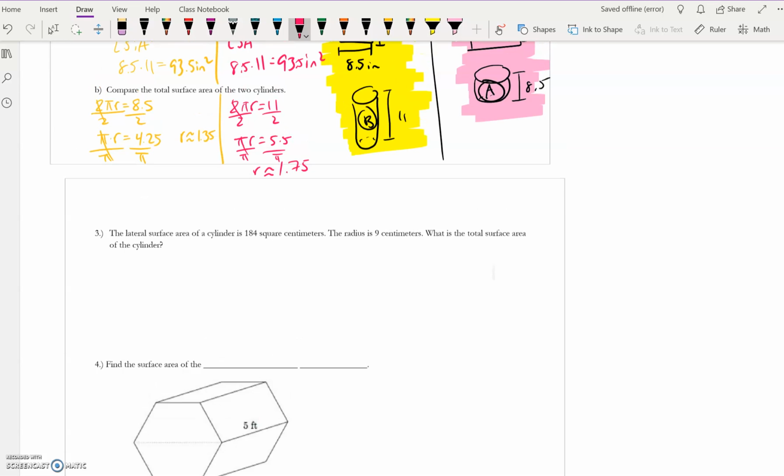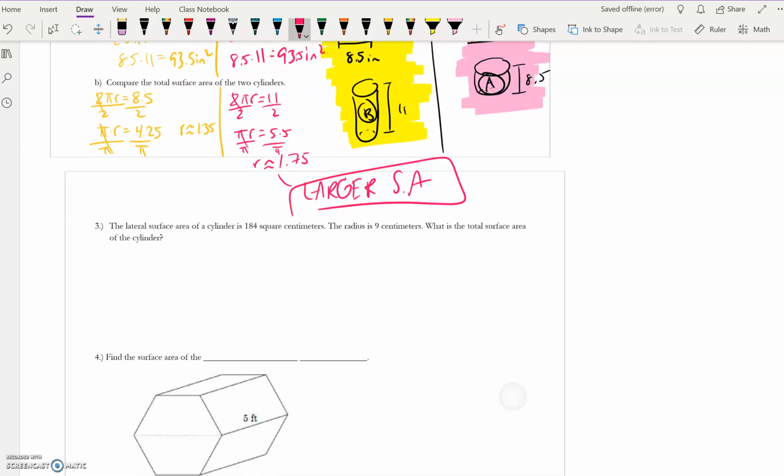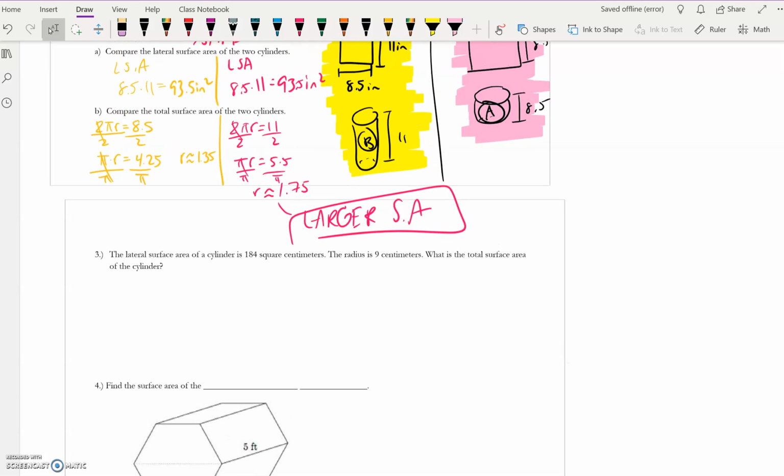Okay, so we just finished part B, which says that the pink one has larger surface area overall. They didn't ask us to really calculate it, they just asked us to compare. If you wanted to actually calculate the surface area, you'd have to do pi times radius squared to get your areas of your circles. And remember that there's 2 of them for each cylinder, and then you'd have to add it to your previous answer from part A of the lateral surface area.